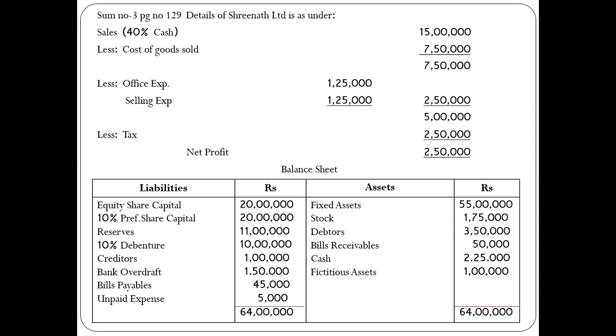Then the balance sheet is also given. Equity share, preference share, reserve, debenture, creditors, bank overdraft, bills payable, unpaid expense, and on the asset side, we are given fixed assets, stock, debtors, bills receivable, cash, and fictitious assets. On the basis of this, we have to find out the ratios. So this is your first sum. This is the first sum for the English medium students.